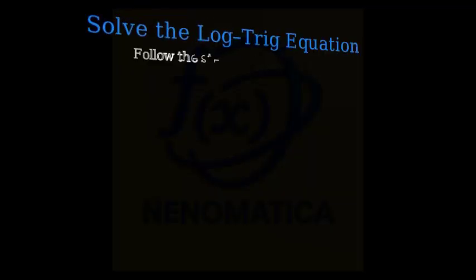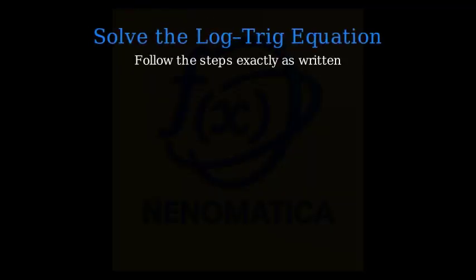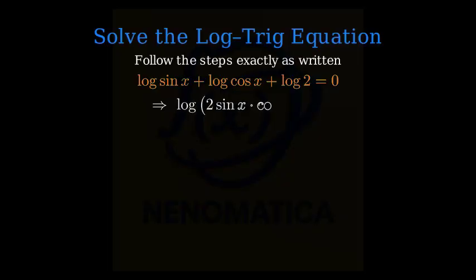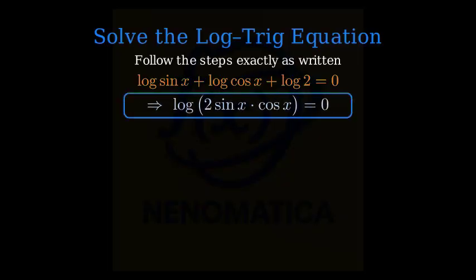In this example, we will solve a trigonometric logarithmic equation step by step, keeping the exact order of steps shown on screen. Step 1. Start from the given equation. Step 2. Use the product rule for logarithms. The sum of logs equals the log of the product. Step 3. Recognize 2 sine x times cosine x as sine of 2x.